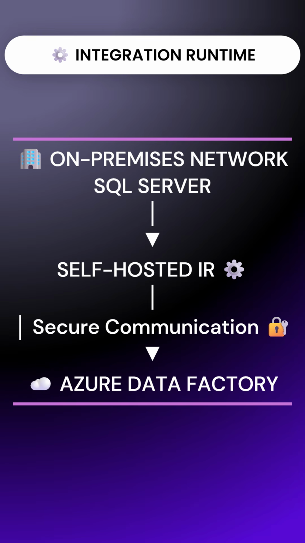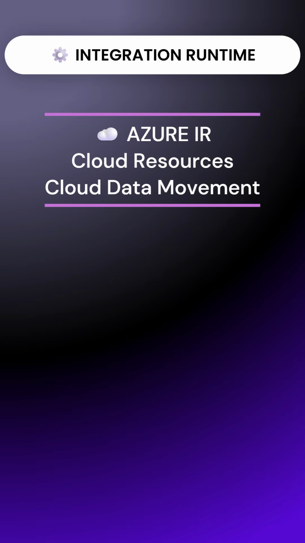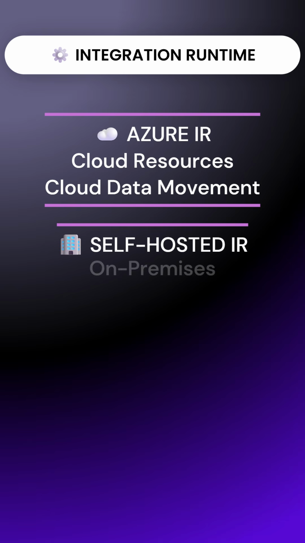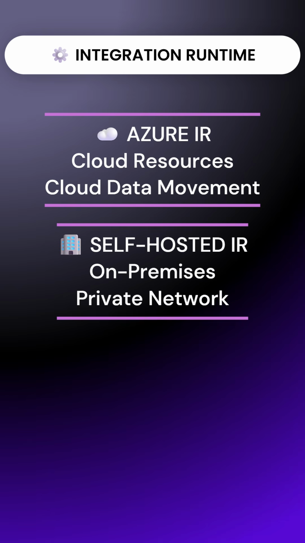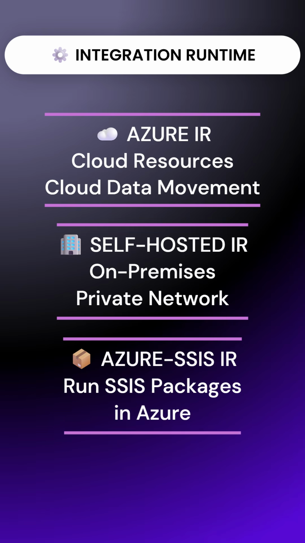Azure Data Factory mainly provides three types of integration runtime. Azure Integration Runtime is used for cloud-based data movement and execution. Self-hosted integration runtime is used to access on-premises or private network resources. And the Azure-SSIS integration runtime is used to run SSIS packages in Azure.